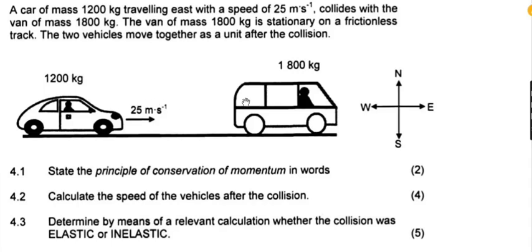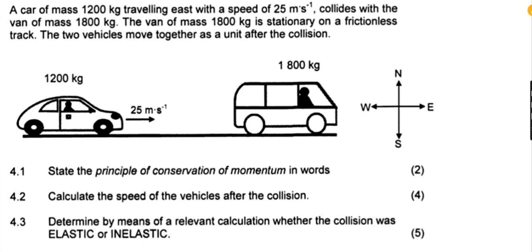This car is going to collide into this van of mass 1,800 kilograms. The van is stationary on a frictionless track. The two vehicles move off together as a unit after the collision. 4.1. State the principle of conservation of momentum in words.